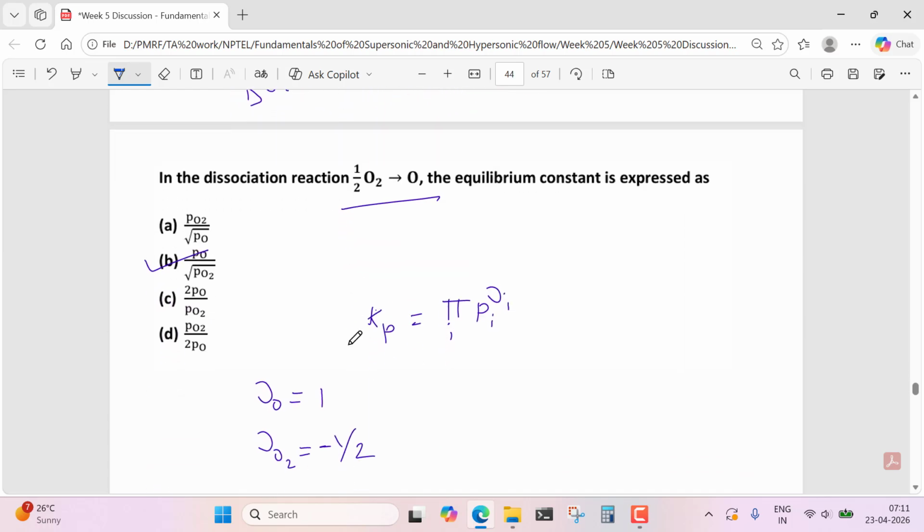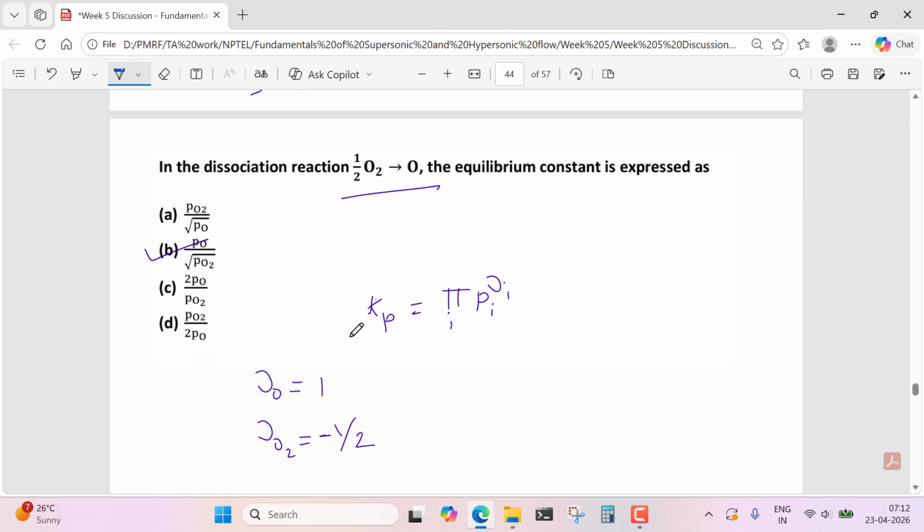Now we'll see the next problem. It is a very straightforward problem. In the dissociation reaction 1/2 O2 going to O, the equilibrium constant is expressed as: option A, PO2 upon under root PO; option B, PO upon under root PO2; option C, 2PO upon PO2; option D, PO2 upon 2PO.